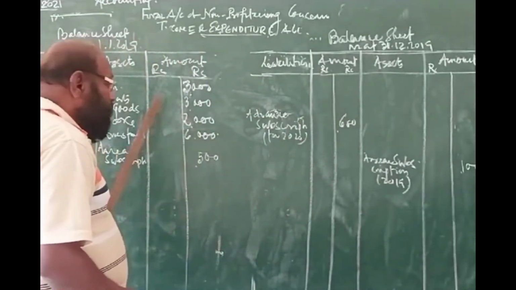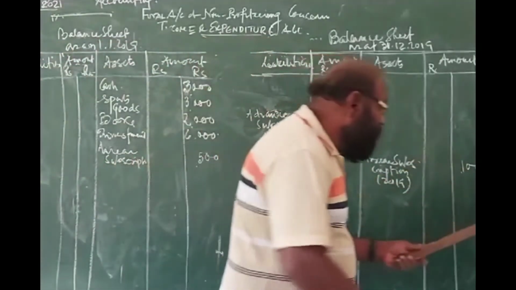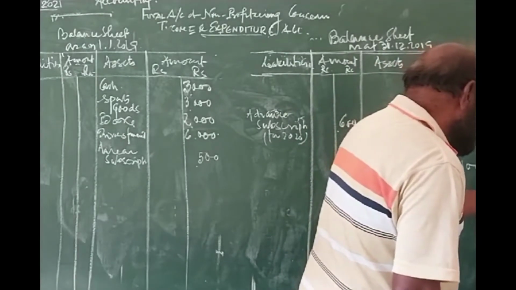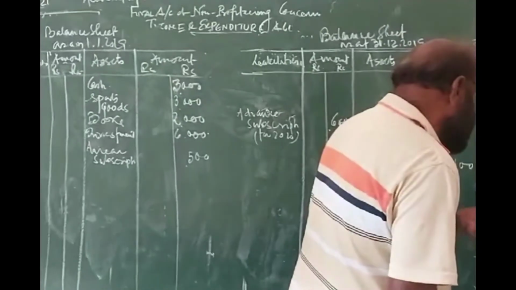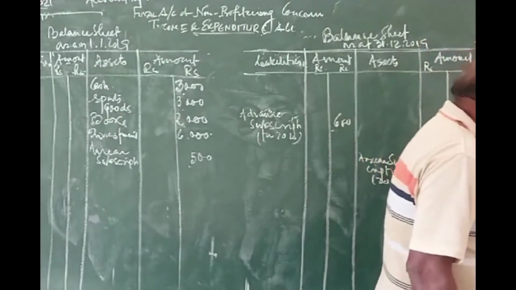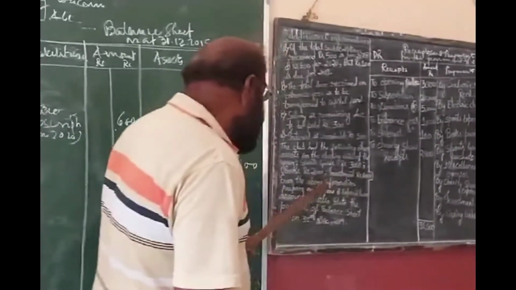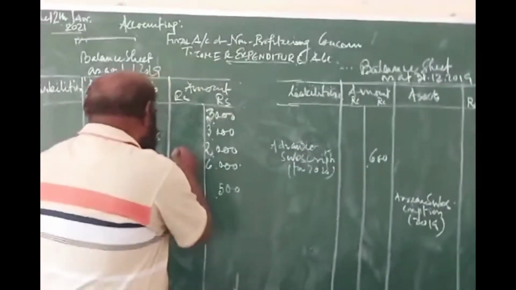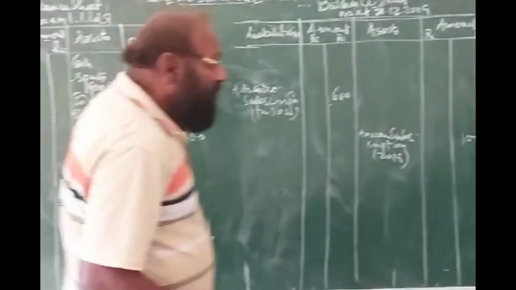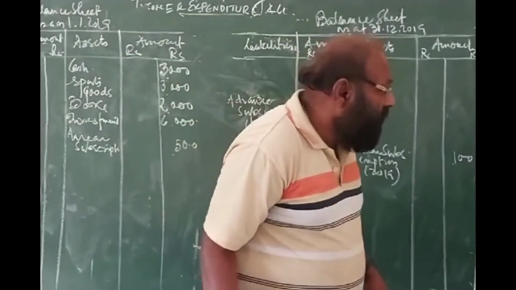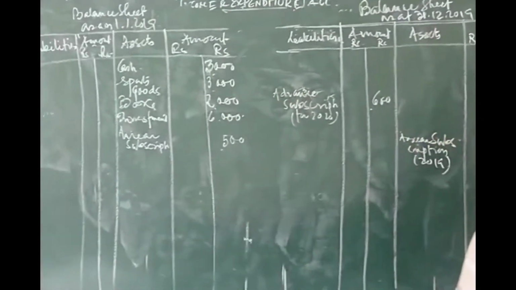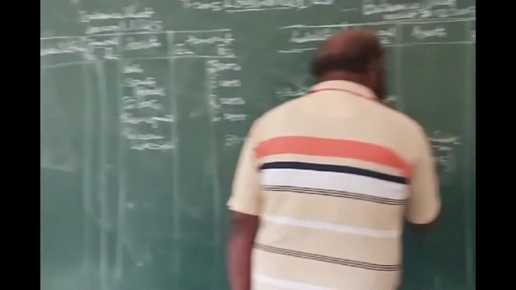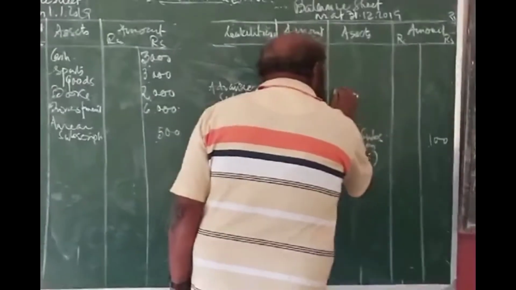Now what is happening this year? The sports goods rupees 3,000, books rupees 2,000, and investment. And this year you have purchased books. Just think of sports goods first. How much sports goods do you have? You have sports goods of rupees 3,000. And you have purchased how much this year? You have purchased sports goods of rupees 9,000. Clear? So you have to write sports goods.